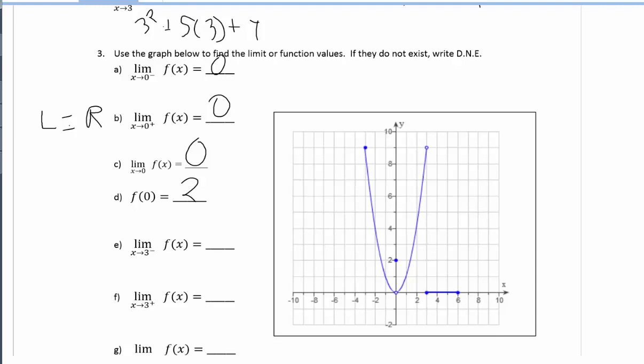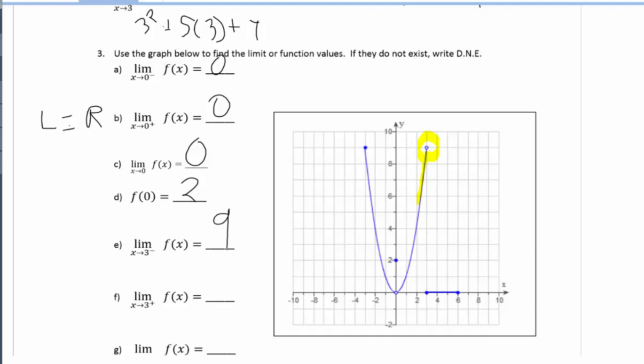Let's look at part E. Limit as x approaches 3 from the left. So I'm going to approach 3, but from the left. I'm going to get kind of close to 3. I'm going to get closer and closer and closer to 3. Now, I get really close to this. All right, so the limit as x approaches 3 from the left is going to be 9.